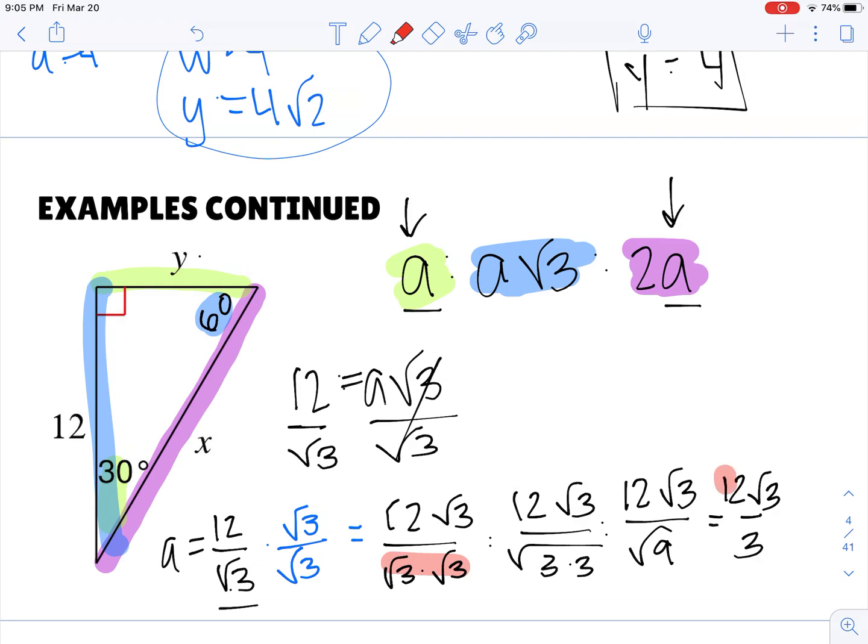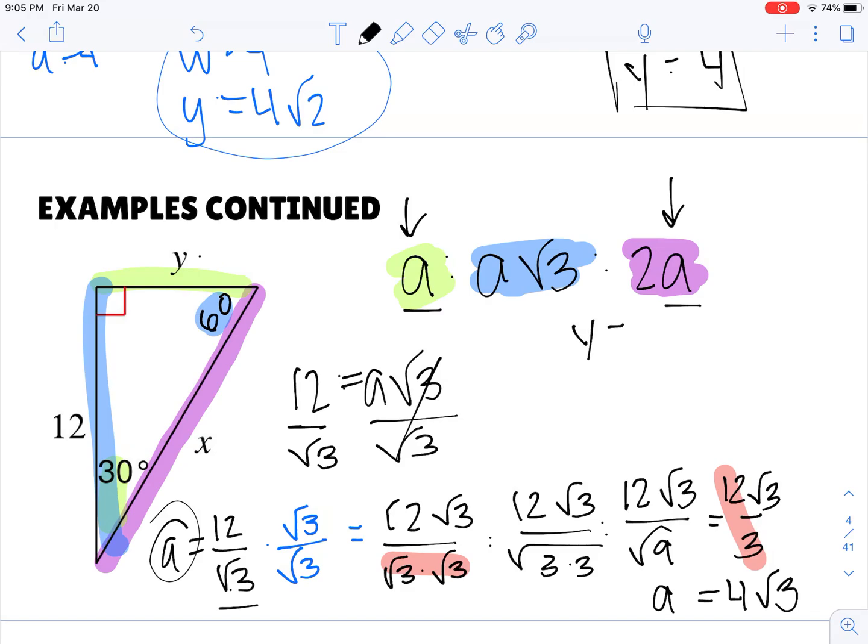If you notice, the 12 and 3 are both outside of the square root. That means we can simplify it. 12 divided by 3 is 4. So this complete answer is that A, because we did start off with trying to solve for A, equals 4 square root of 3. So now I can start substituting.